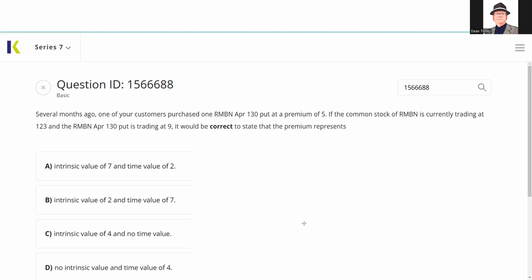guruexamprep.com. Several months ago, one of your customers purchased one RMBN April 30 put for a premium of 5. If the common stock is currently trading at 123, and the RMBN April 130 put is trading at 9, it would be correct to state that the premium represents.